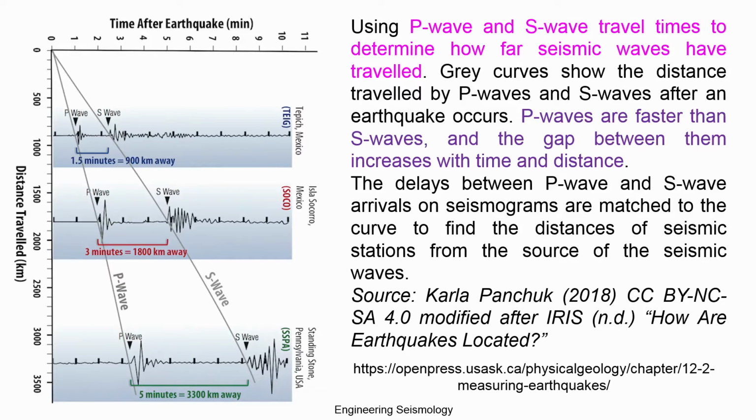If you look at this picture very carefully, this is the earthquake record recorded at different places. This axis is the distance in kilometers, and this is the origin of the earthquake. This is the time after the earthquake in minutes. This is one station in Mexico, TEIG. Another one is SOCO, another station, and SSPA is another station.